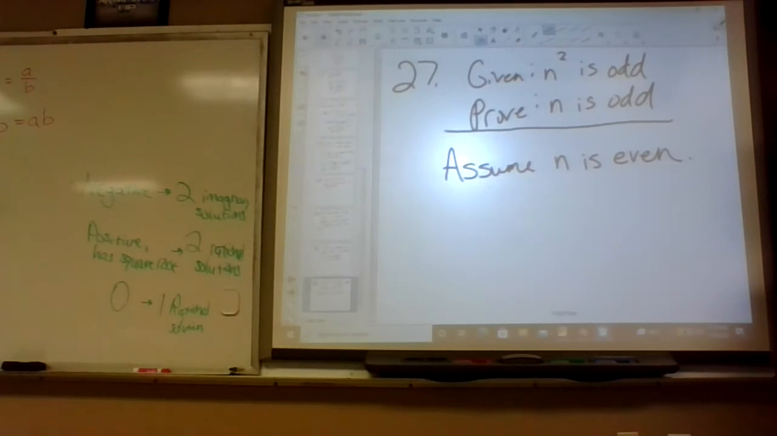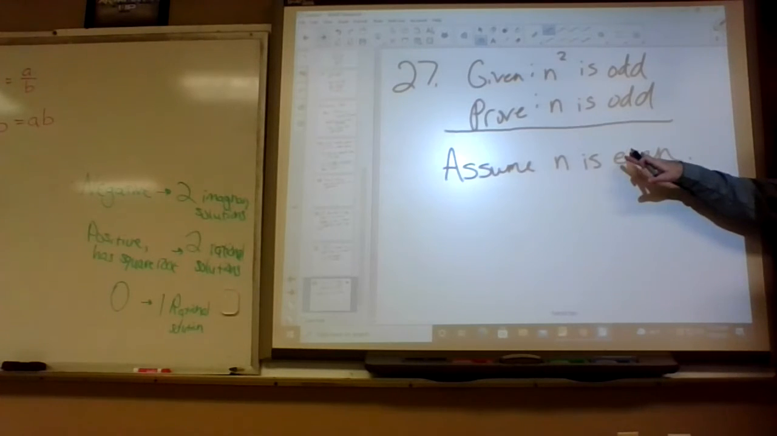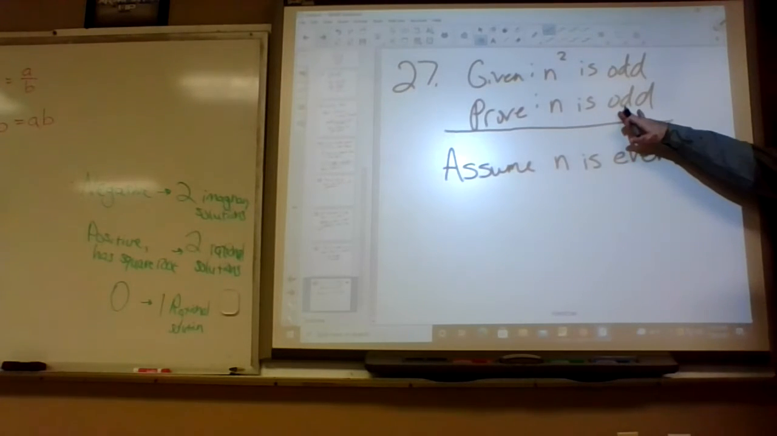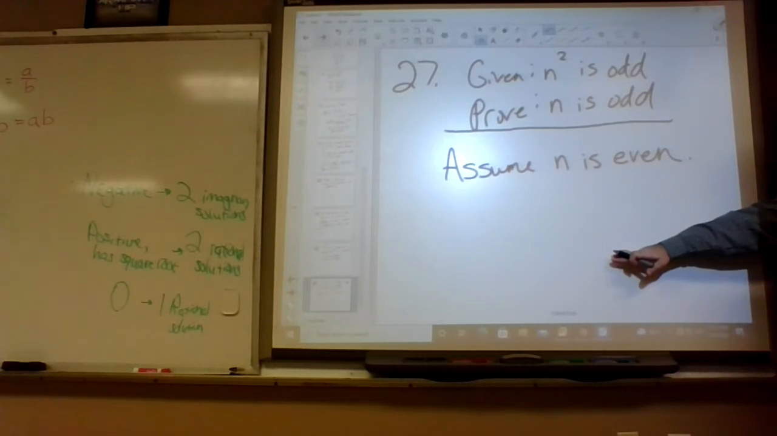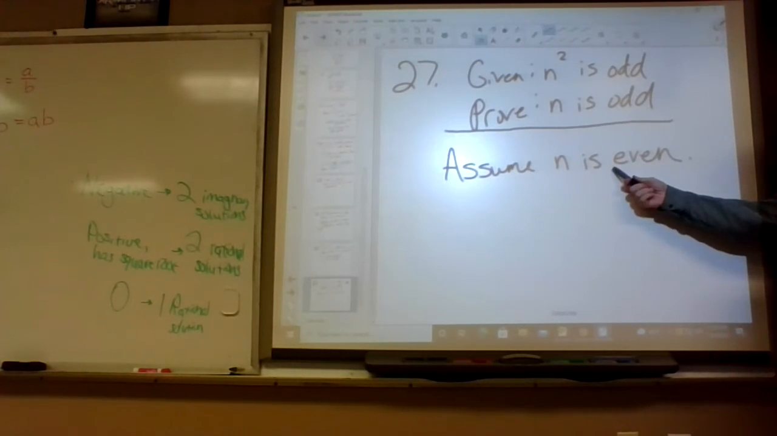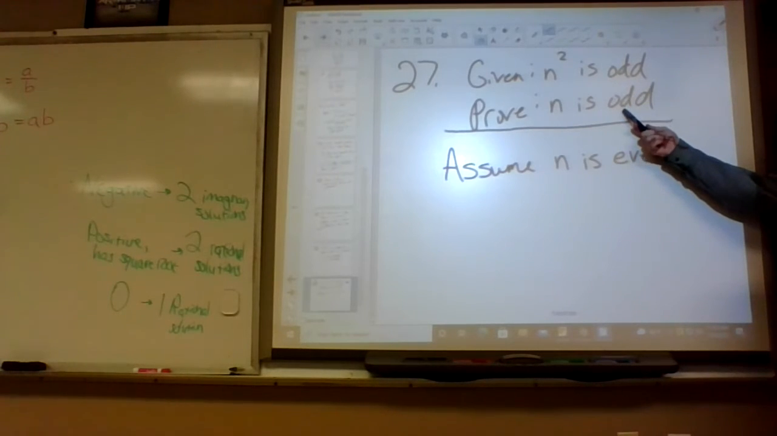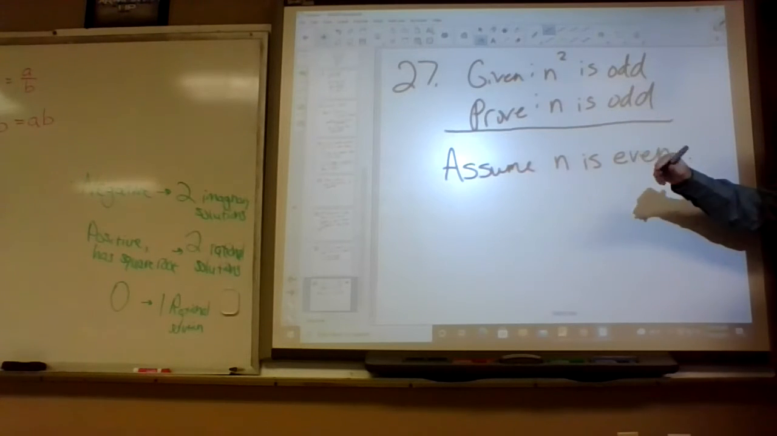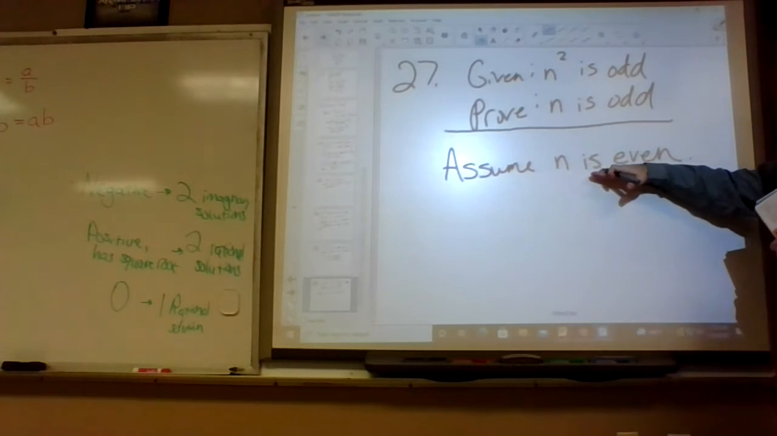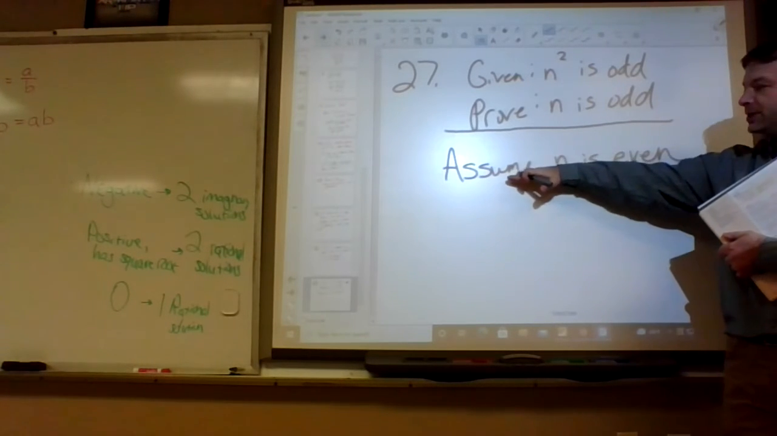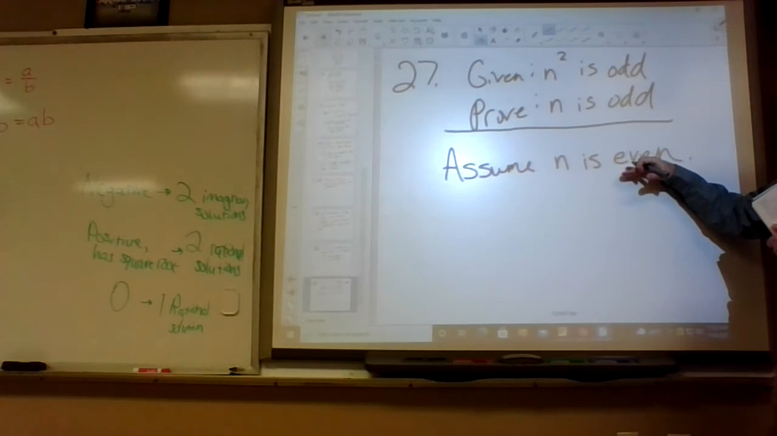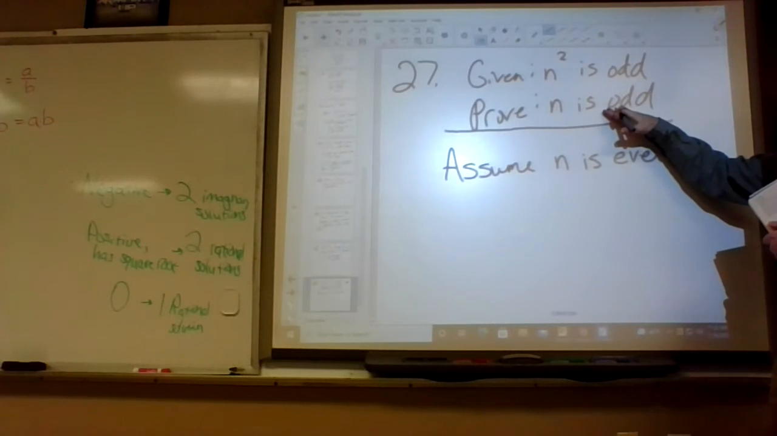So do you do the contradiction now? You start with assuming the opposite of what you're trying to prove. Argue until you reach a contradiction. And you say, therefore, the assumption is false, and what we're trying to prove must be true. That makes sense? I'm going to argue till I run into something that says this is false, and then, therefore, this is true.